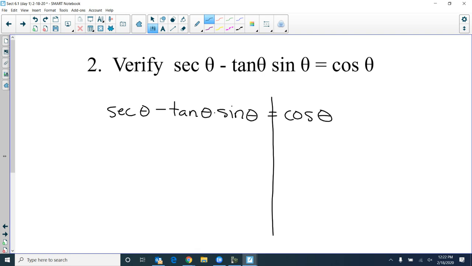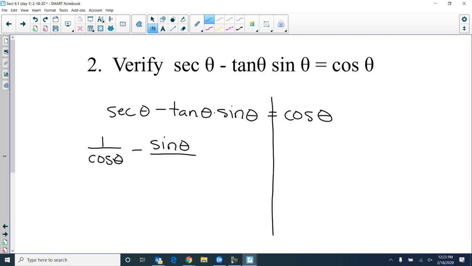Convert the sines and cosines. Here's what that means. Take anything that is not listed as sines and cosines, and convert it so it's written in terms of sines and cosines, anything that can be. What that means, secant is the same as what? 1 over cosine. Tangent is the same as what? Sine over cosine.